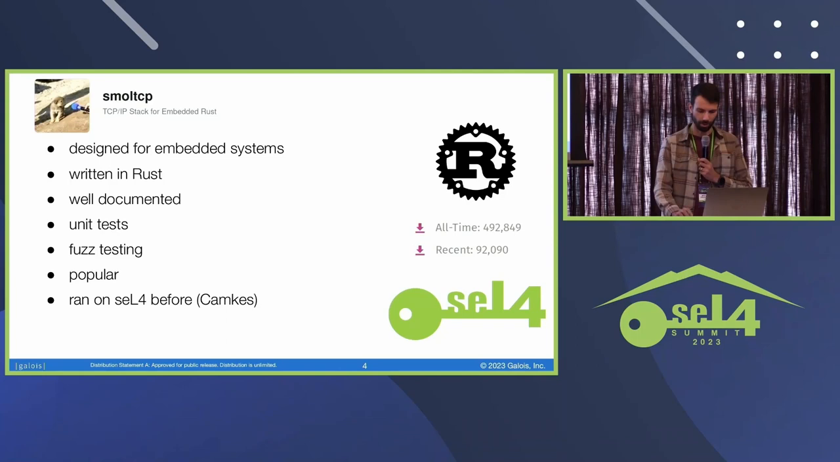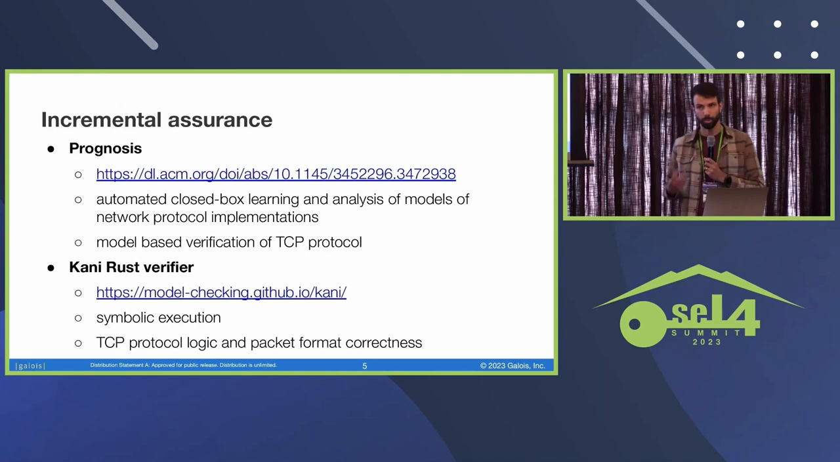For incremental assurance, we decided on two approaches. First is using automated closed box learning and subsequent analysis of models. The second one is symbolic execution. The first uses a tool called Prognosis. I highly recommend checking out that paper, linked here, for an in-depth description of the framework. We used Prognosis for effective model-based verification of the TCP protocol of the network stack. And then some of you might be familiar with the Kani Rust verifier. It does symbolic testing for your Rust code, and with that, we were able to verify the protocol logic and packet format correctness.